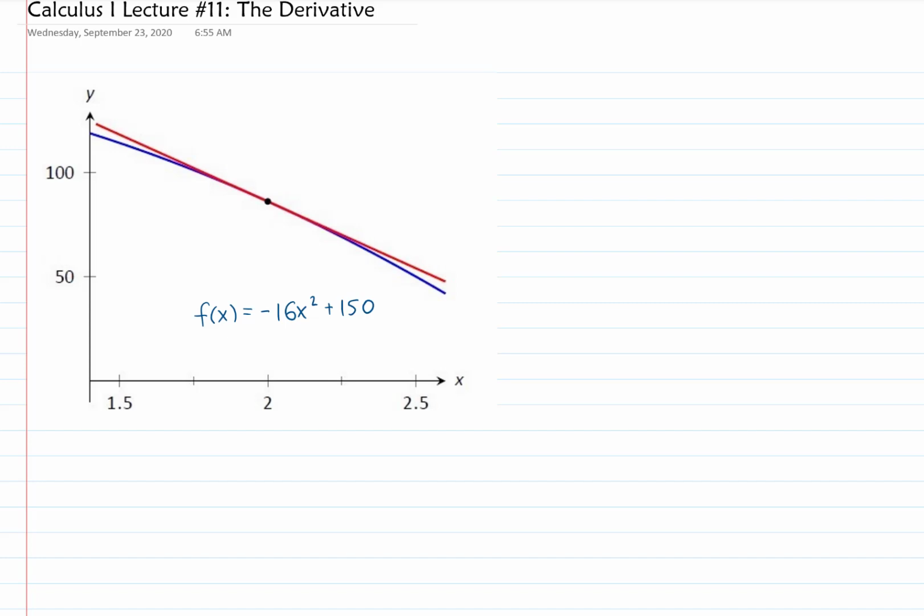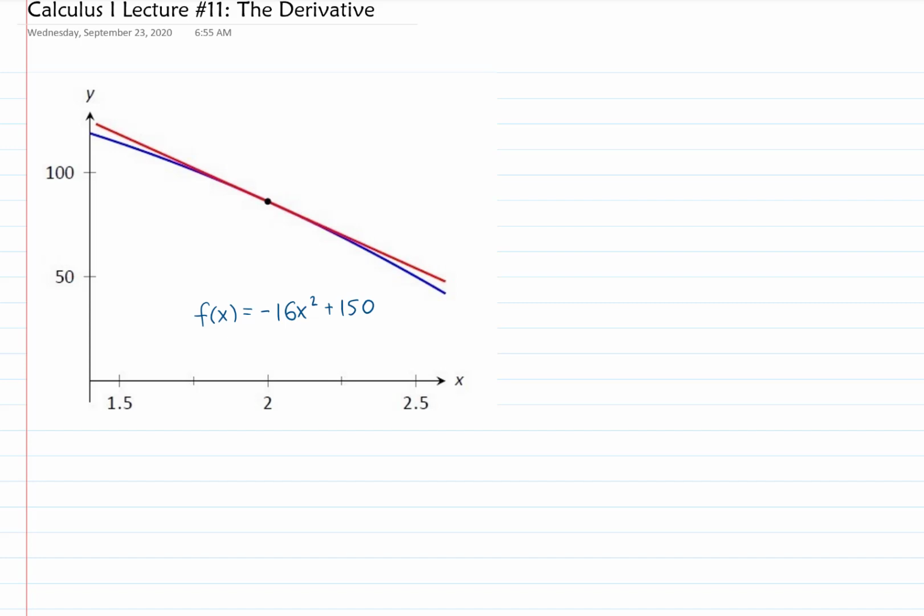Look at the picture that's there. Ignore the red line for a few minutes. We'll get to that in a little bit. I want you to just look at the blue curve. Do you see that? It almost looks straight, but it's not. It's got a slight curve to it. That's a parabola, which you should know about from college algebra or pre-calculus. The equation of that parabola is f of x equals negative 16x squared plus 150.